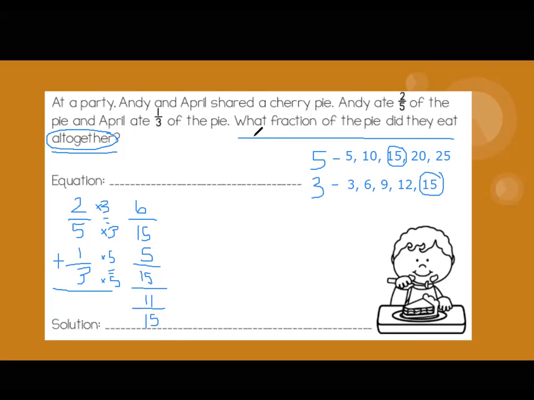So when we go back to our question, what fraction of the pie did they eat altogether? We could say that they ate 11/15 of the pie.